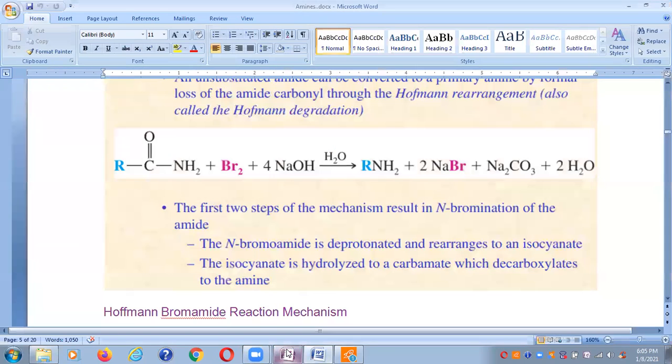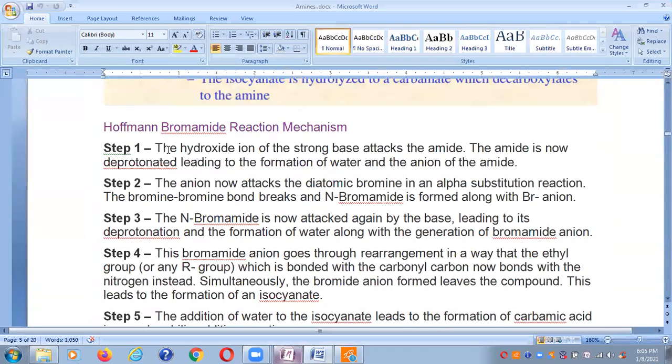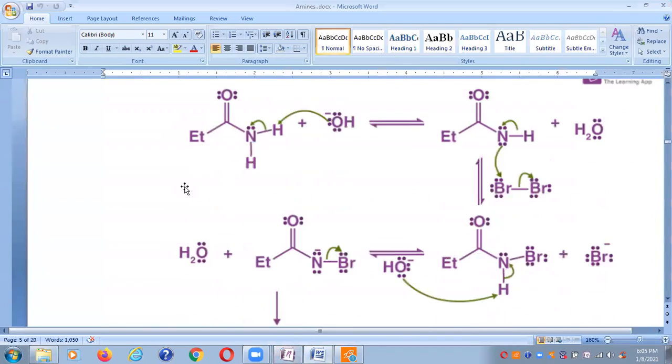Okay, so this is the descriptive part. This is our amide. In the first step, the base takes up one H plus ion, so it is a reversible step, and thereby it gets one negative charge. Here he mentioned the lone pair, two electrons, which is nothing but negative charge. Now that negative charge attacks one of the bromine atoms of the bromine molecule, so it will be eliminated as Br minus, and from here we eliminated H plus.